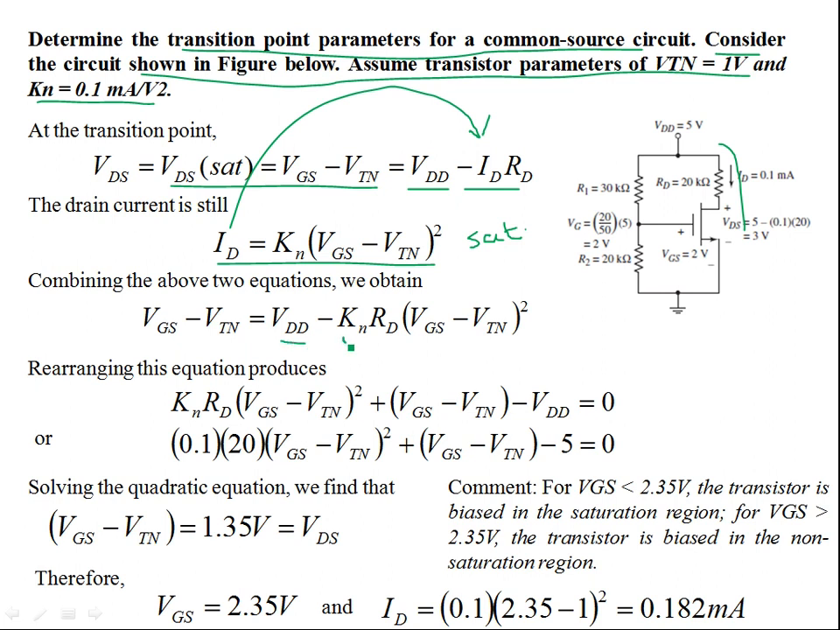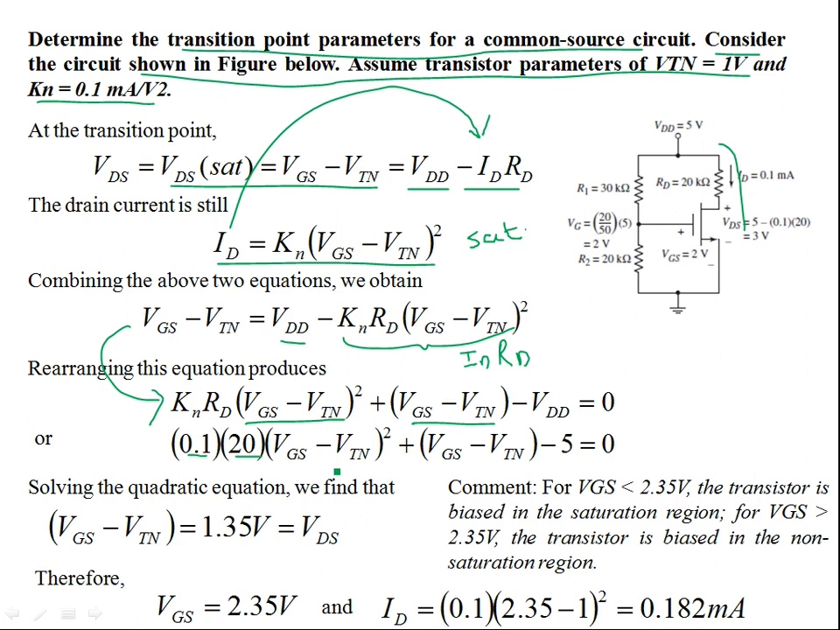So VDD minus, this is your ID, this is your ID RD. Then what you have over here is a quadratic in VGS minus VTN. If you rearrange your equation over here, then this becomes KN RD times the quadratic VGS minus VTN. And then you substitute for KN and RD. So solve this for VGS minus VTN.